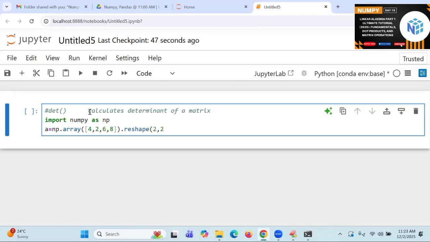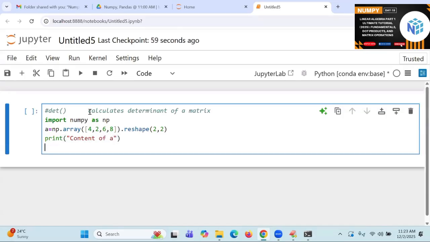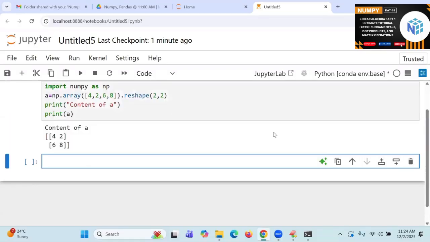2 comma 2, 2 comma 2. So print the content of a. Here I am writing the content of a. So here I will take print of a. This is the data we have.